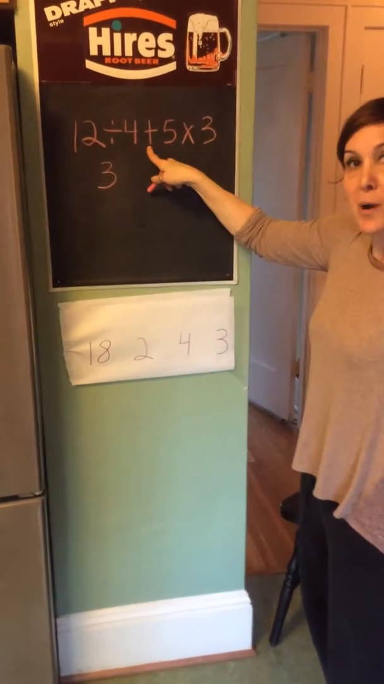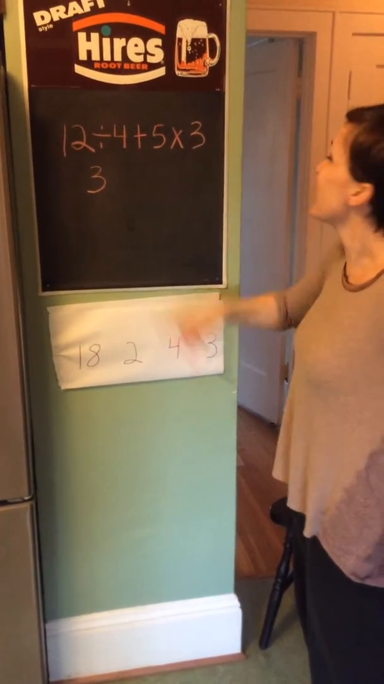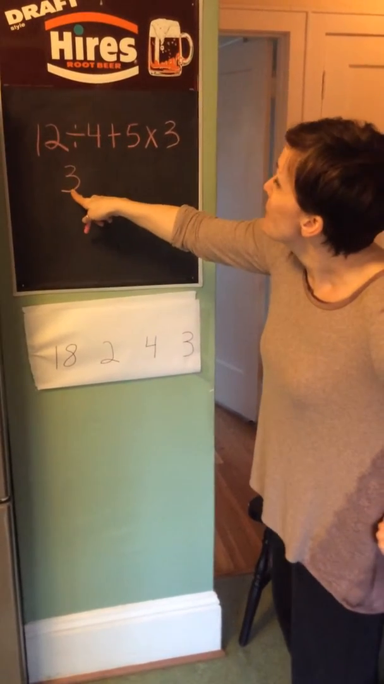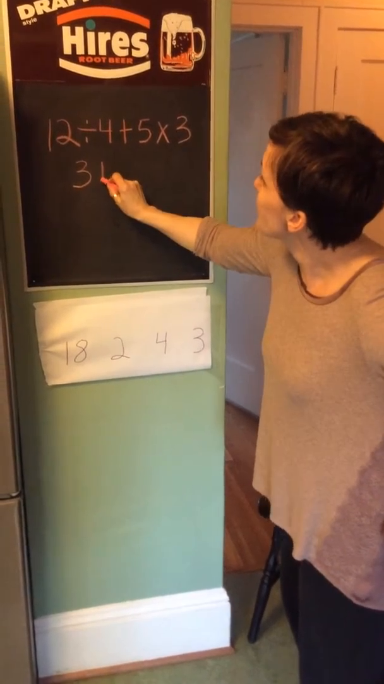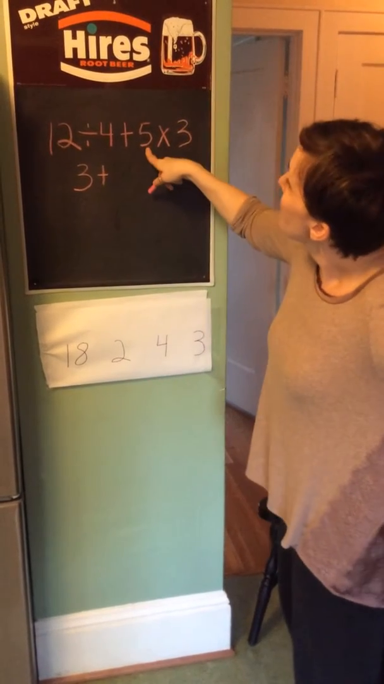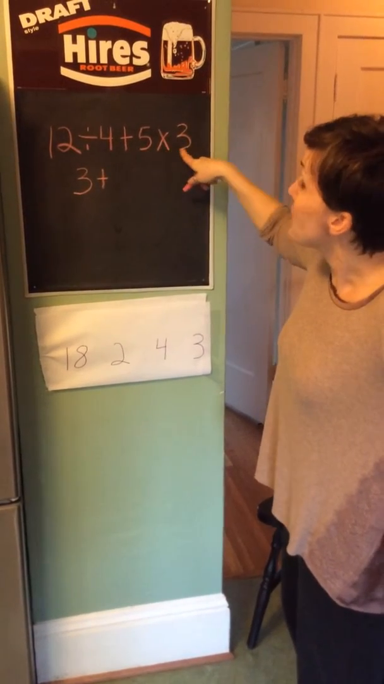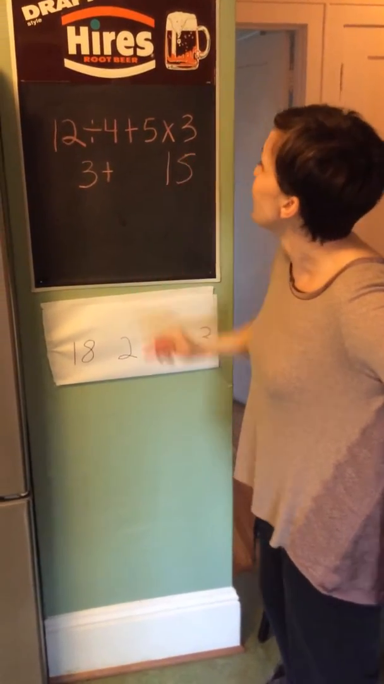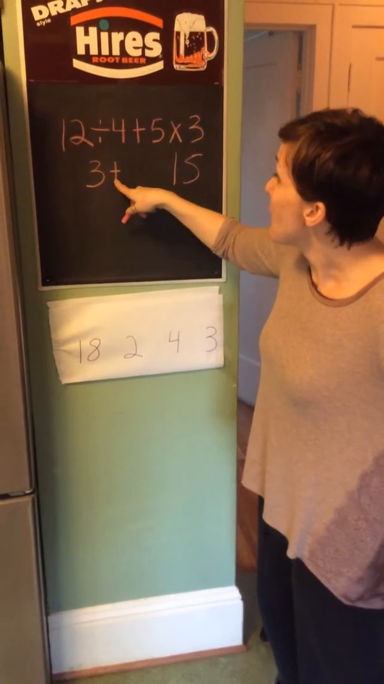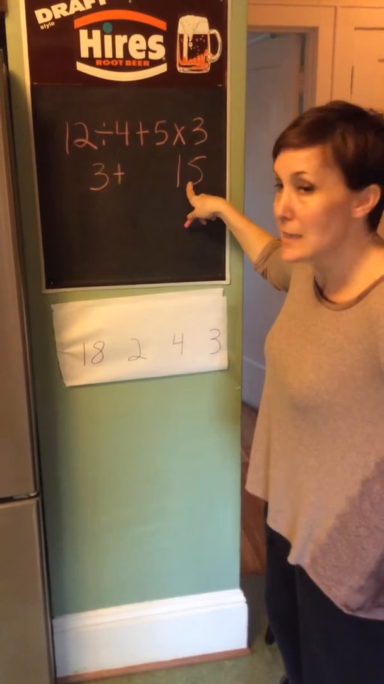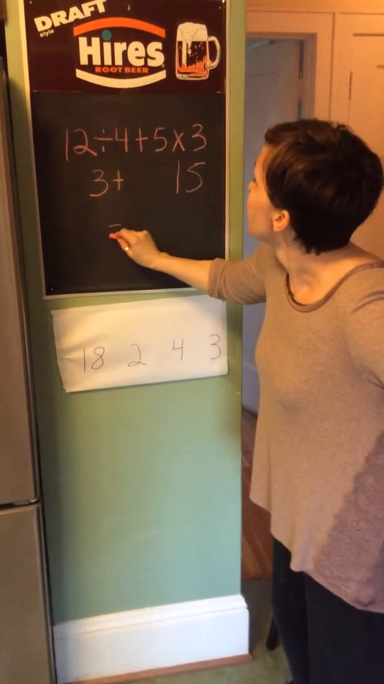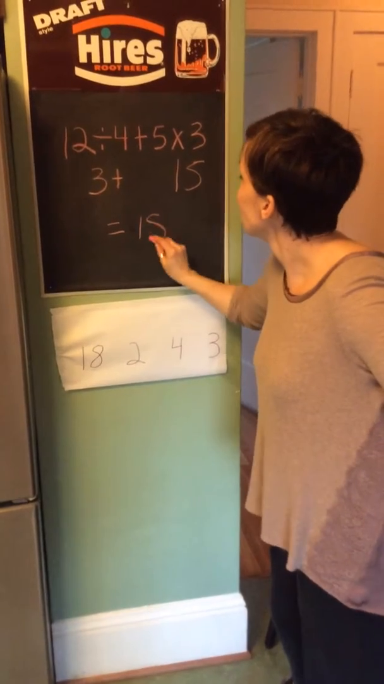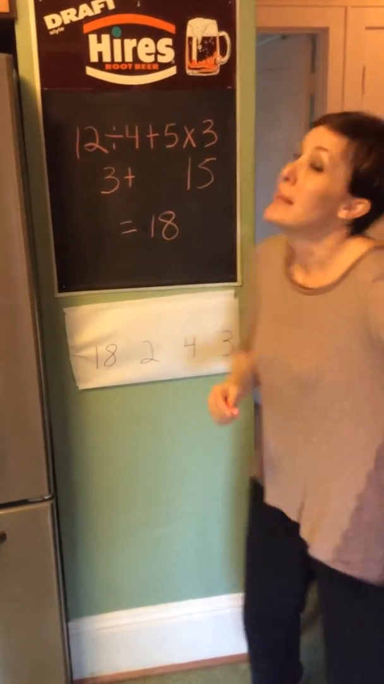Now, we're not going to do our addition yet, are we? Because in PEMDAS, multiplication is going to come first. So we keep the 3, plus, and we're going to do 5 times 3, because that comes next. And that is 15. Yep, that's good. 3 plus 15 equals? 18. Right. Great. So let's keep going.